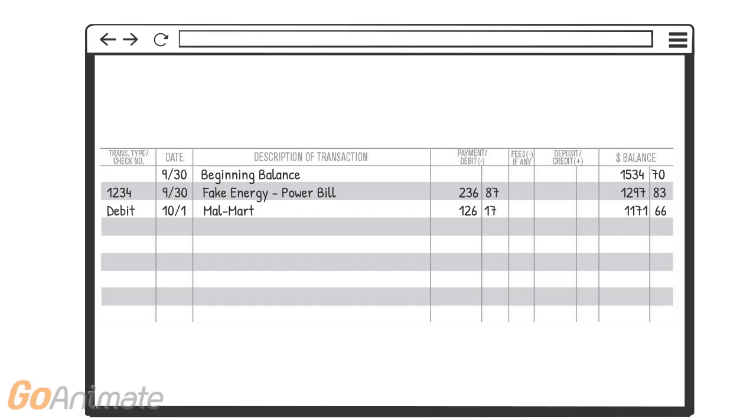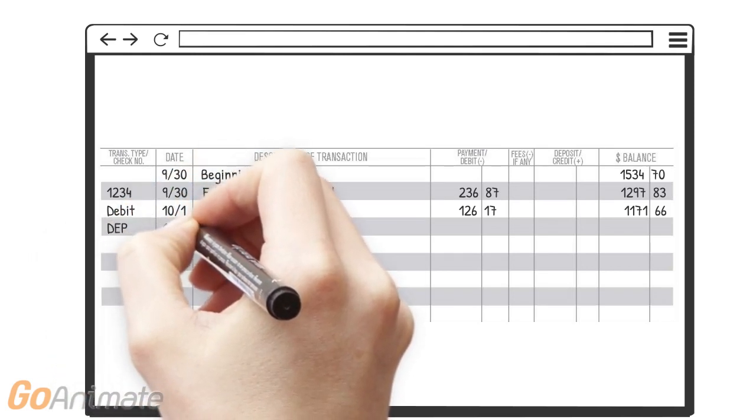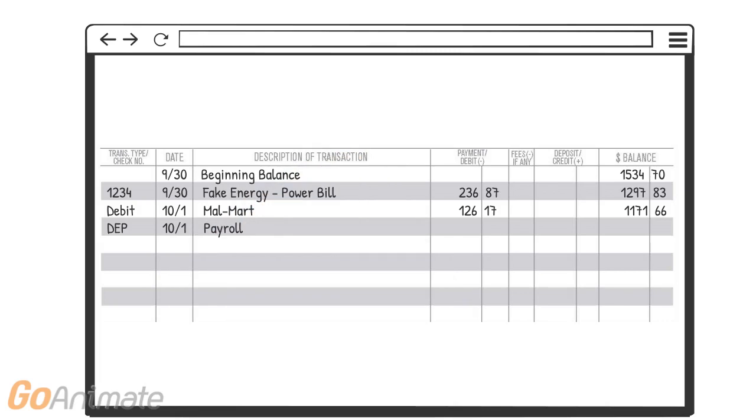One last example. This time, let's look at a deposit. Hooray! It's payday, and you got your weekly paycheck. So off to the credit union we go to make a deposit. To remain in balance, we need to record this transaction as well. In the transaction type column, we use the letters DEP to signify deposit. Again, we record the date and enter our description.